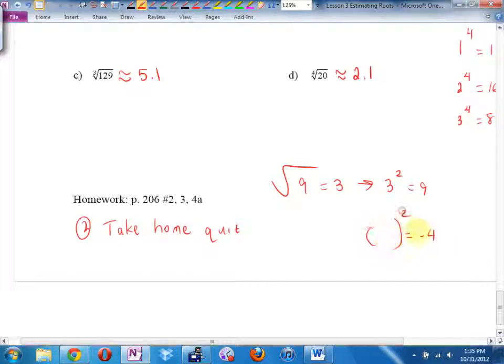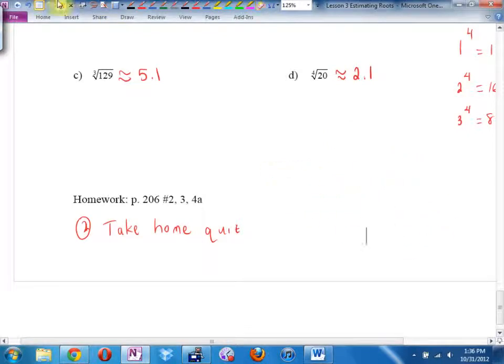What number squared is negative 4? Well, if I put a positive here, 2 squared is not negative 4. What's 2 squared? Positive 4. So that doesn't work. If I put a negative here, what's negative 2 times negative 2? 4. Is there any number that I can square and end up with a negative? That's why you get a math error. You can't take the square root of a negative number. You can take the cube root of a negative number. You can't take the square root. Does that answer your question? Because that's the answer.